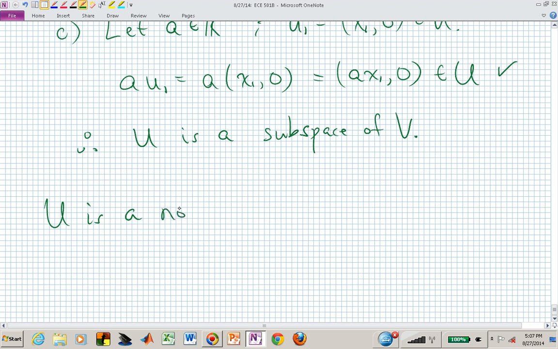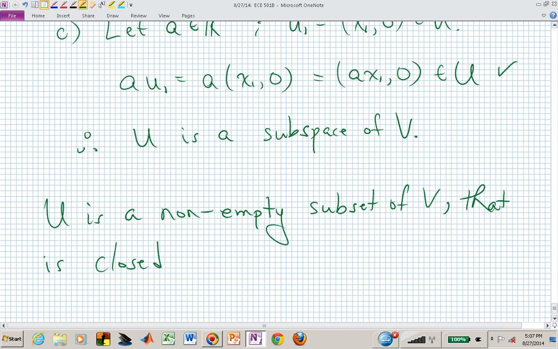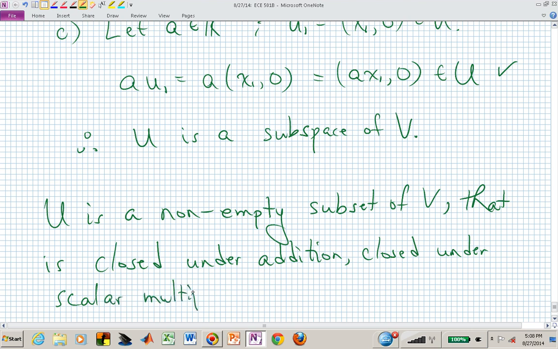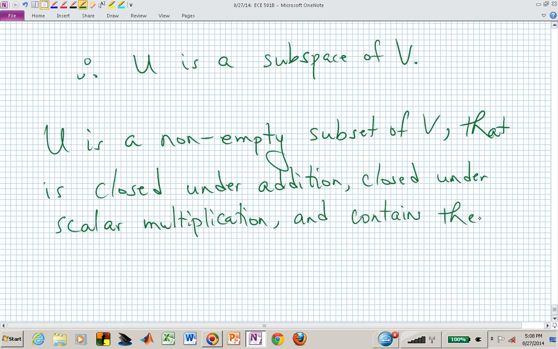We could say U is a non-empty subset of V that is closed under addition, closed under scalar multiplication, and contains the additive identity, or zero vector.